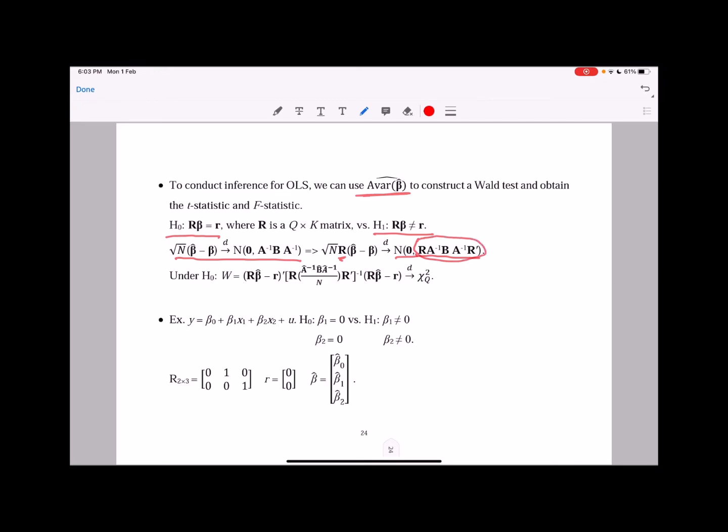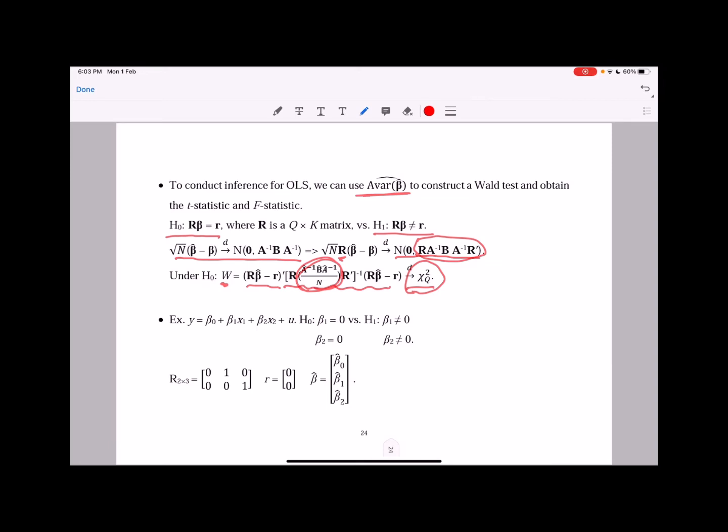Then again, under the null hypothesis, we can replace R beta by small r, and we can calculate the Wald statistic: R beta hat minus small r, in a full quadratic form. In the middle is the OLS variance. It will converge in distribution to a chi-square distribution. From this known distribution, we can conduct our statistical inference. We can know whether it's significant at the 5% level or 1% level.